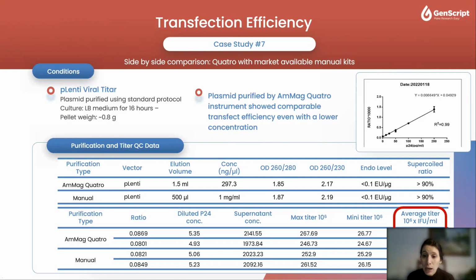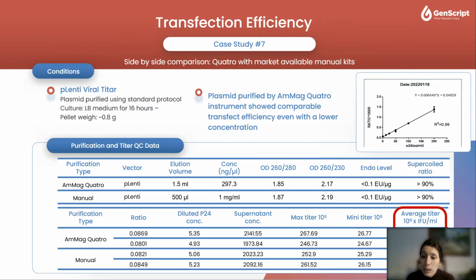So after that, we took those two plasmids that were purified in the different methodologies, and we did a P-lenti transfection. And after that, we did the testing of the average titer. And you'll see on the right-hand corner at the bottom of the slide, the average titer for the AmMagQuattro for the two first samples was about 53 or 49, and then for the manual was about 50 or 52 once again for the average titer.